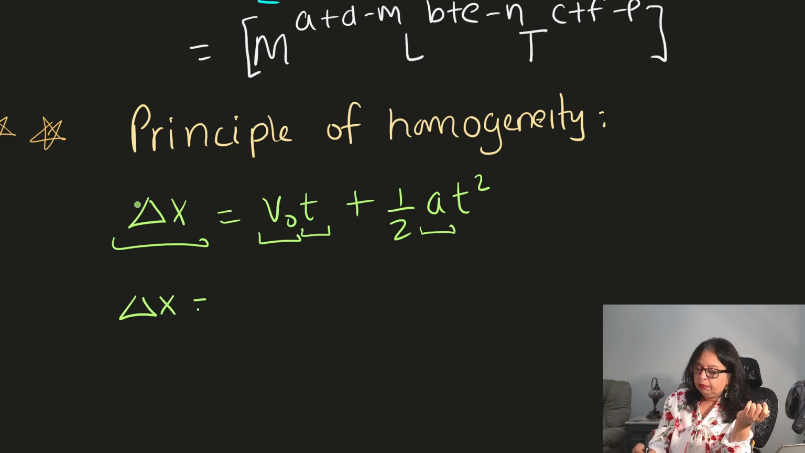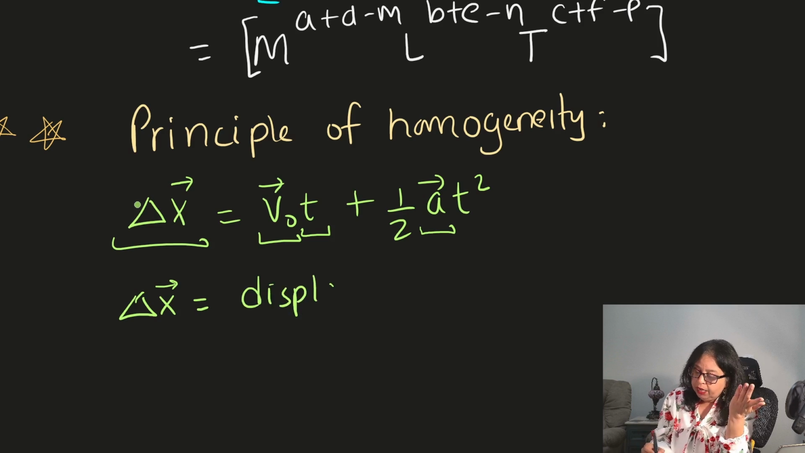So here, delta x, all right, you can put a vector notation here if you would like. Here v naught is a vector and here a is a vector. This is displacement. And when I write delta x, it's along the x-axis.